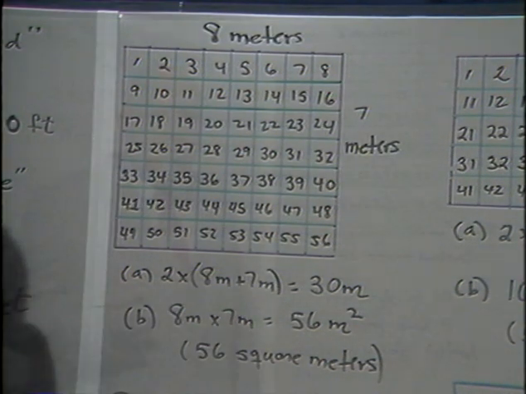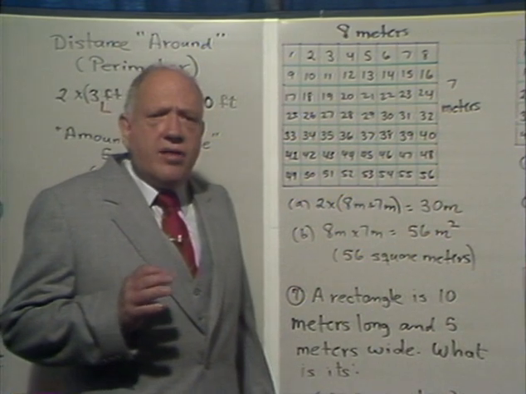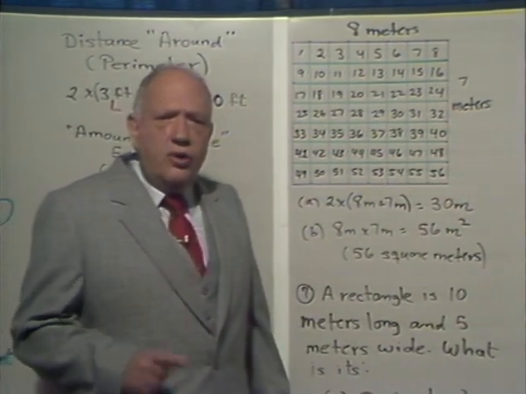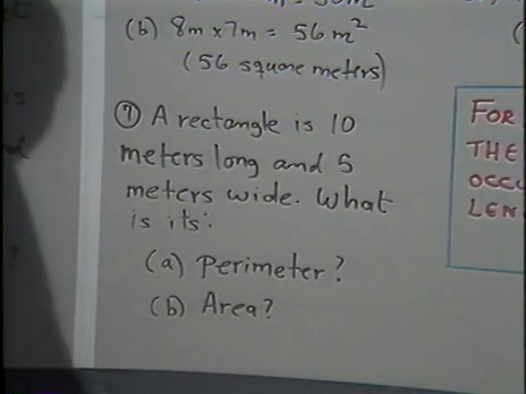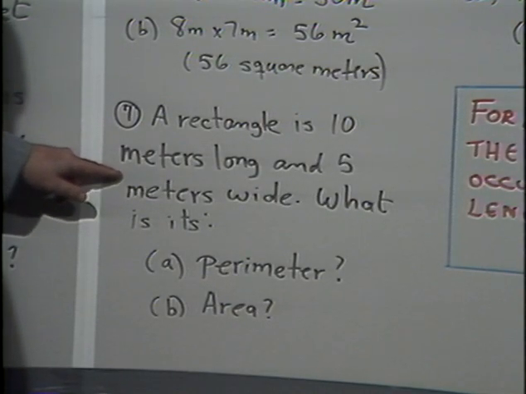And by the way, what becomes exciting here is that just by knowing the perimeter, you don't know how much space is enclosed. Look at this problem over here. It says a rectangle is 10 meters long and 5 meters wide.